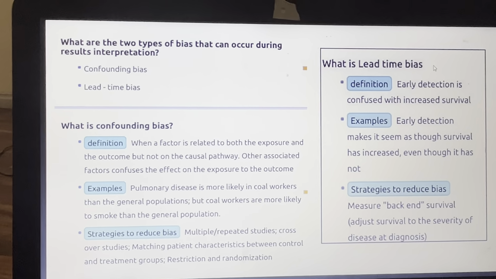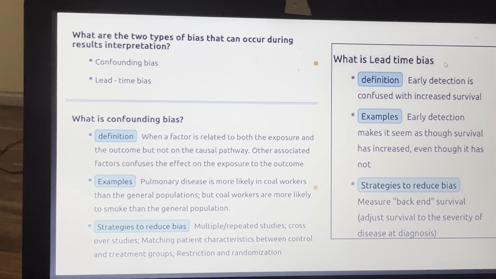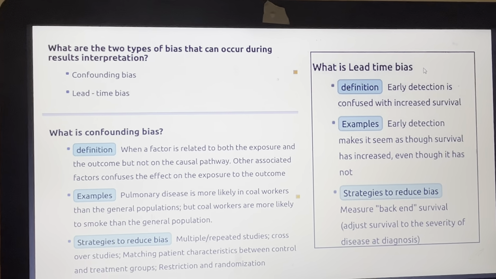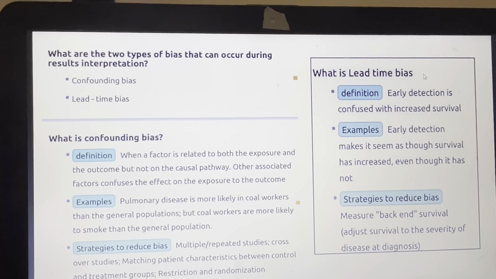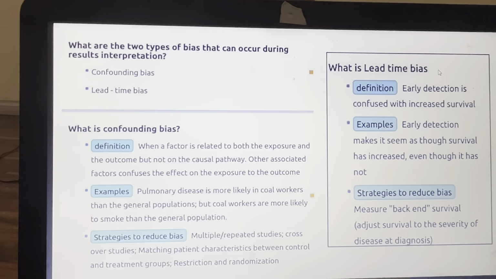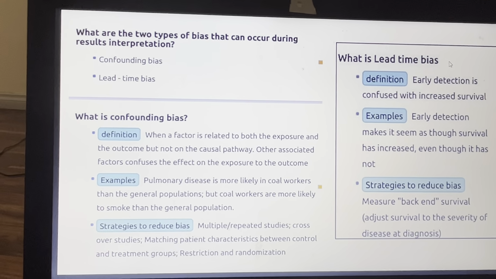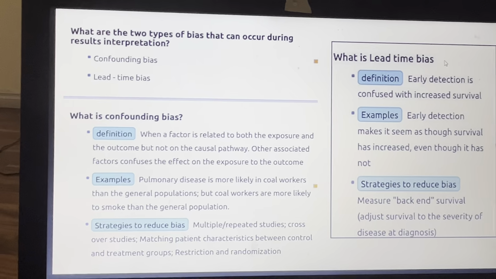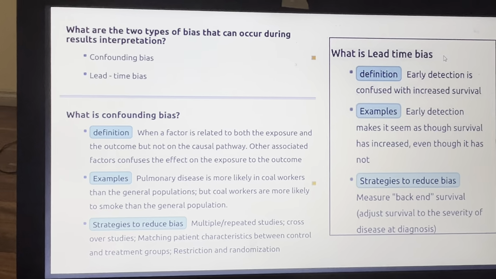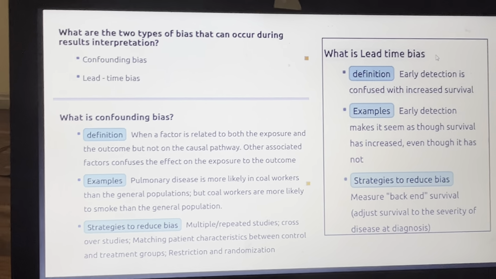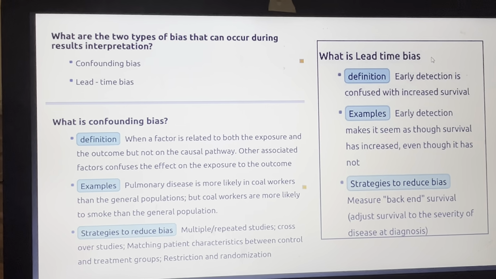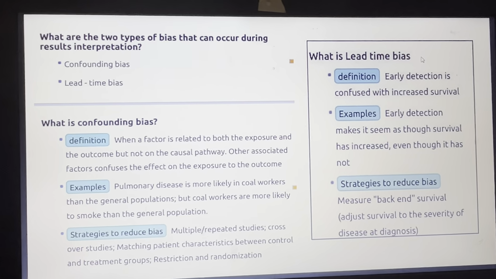A factor is related to both exposure and outcome, but is not on the causal pathway. So just like smoking causes COPD, but there is one more thing we include, okay, alcohol or other things like drugs. So that's our confounding factor. So other risk factors relate the exposure to the outcome. Like pulmonary disease is more common in coal workers than the general population, but coal workers are more likely to smoke than the general population. So how can we reduce this bias? Multiple and repeated studies, crossover studies can be done, matching patients between control and treatment group, restriction and randomization.